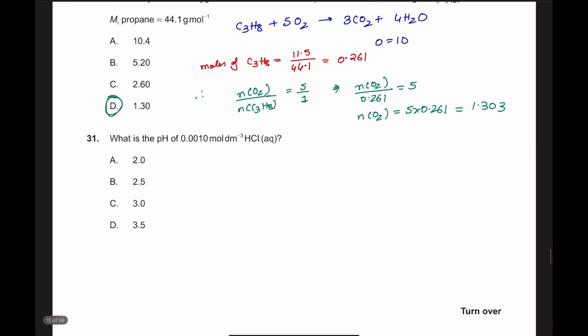Next, we have to find the pH of 0.001 mol per dm cubed HCl. The concentration of H+ is also 10 to the power minus 3 because HCl dissociates completely. So concentration of H+ will also be 10 to the power minus 3. Now pH is minus log base 10 of [H+], which is the negative of negative 3, gives you 3. C.